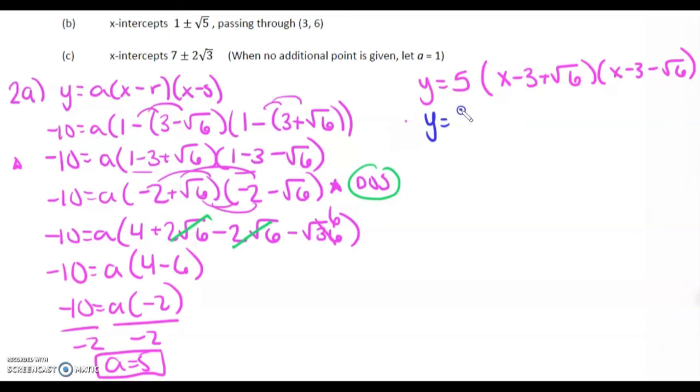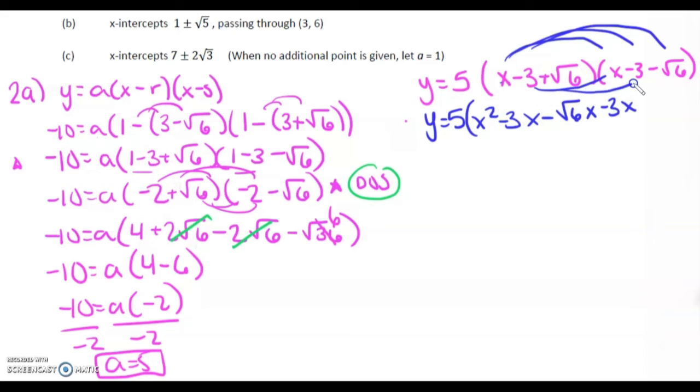Now we'll kind of FOIL this, rainbow it. Okay, we're going to multiply these two trinomials. X times x is x squared. X times negative 3. X times negative root 6, that's better. Negative 3x plus 9. Okay, so we're just applying the negative 3 into every term in the second bracket, and now the root 6 onto every term in the second bracket.